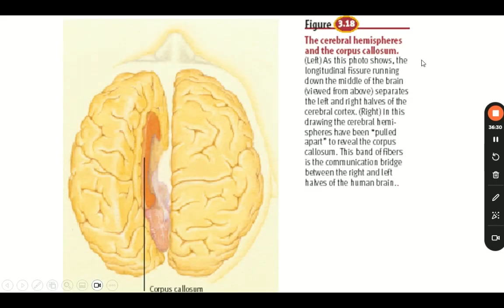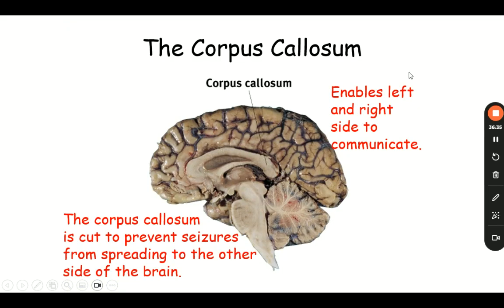Tricky, tricky, tricky. All right, we're about to wrap this up. The corpus callosum is one more part of the brain you might see. The corpus callosum allows the left side of your brain to communicate with the right side. Now, I will mention a surgery. Sometimes when you have major seizures, now the little girl you just saw, they took out half her brain, but sometimes they might cut the corpus callosum.